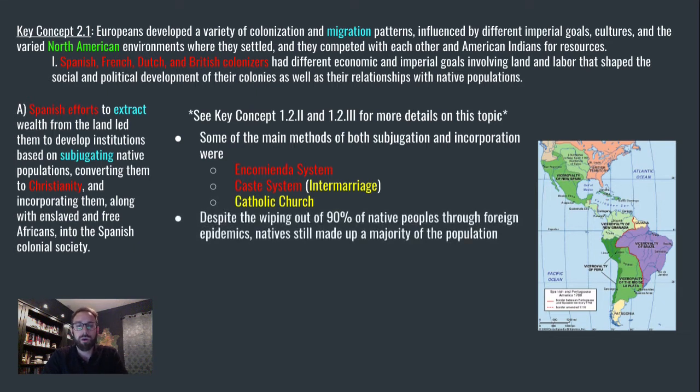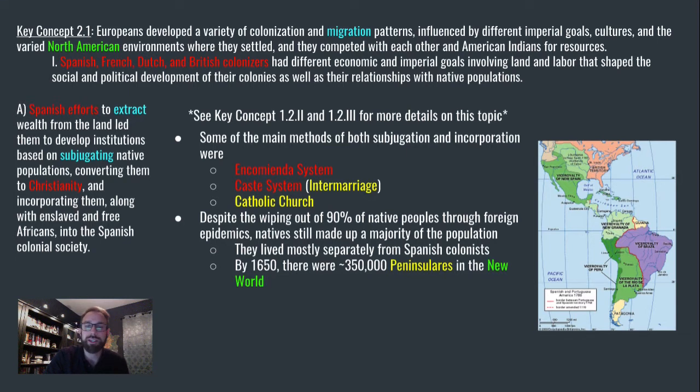Remember what we'd studied before, that despite any sort of attempts at reconciliation, any attempts at cooperation, 90% of the natives would have still died out. But what we see happening for those that remain, they live separately from Spanish colonists, only dealing with those that had power in order to pay tribute through the encomienda system. And a little data here, so by 1650, there were about 350,000 peninsulares. Remember, they only accounted for a small percentage of the total population in the Americas. Most were still natives.